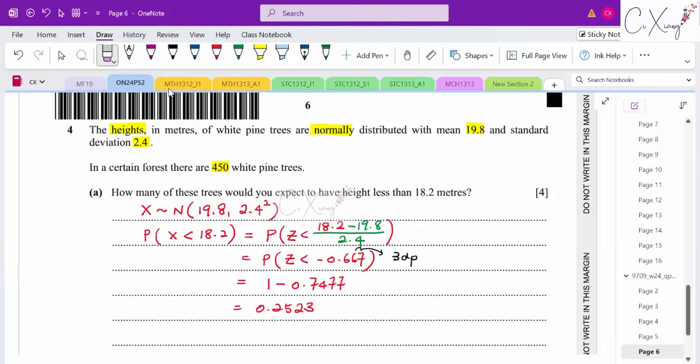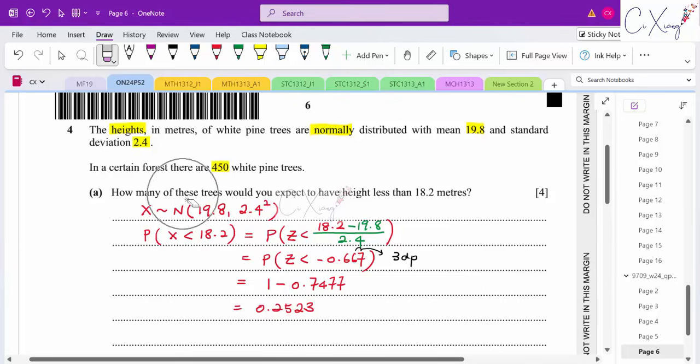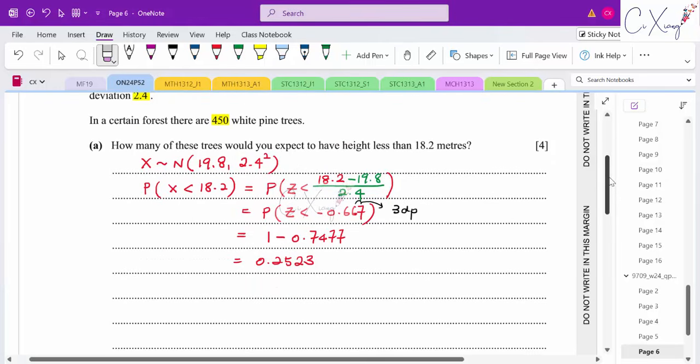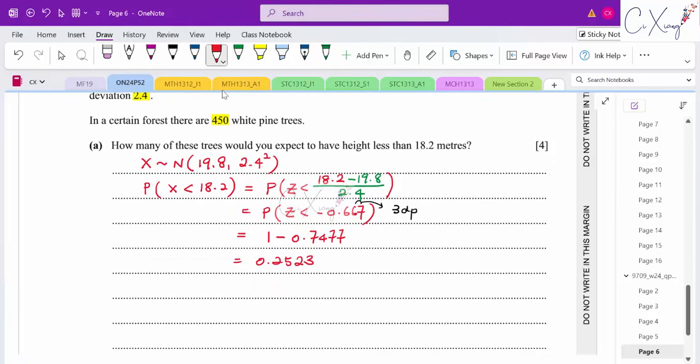1 mark. After you get a probability, this is not my final answer yet, because they're asking for how many trees are less than 18.2 meters. So to calculate the number of trees, you have to take the probability, multiply with the total number of trees.